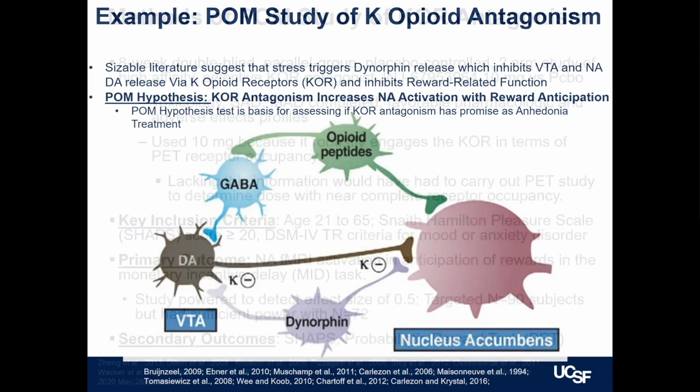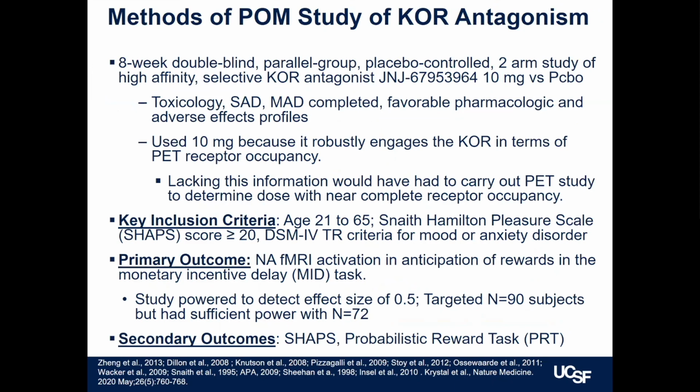So we did an 8-week double-blind parallel group placebo-controlled study with a specific kappa opioid receptor antagonist, J&J 67953964. I will never forget that number, even though it's now irrelevant, because this drug now has a name. It's called aticaprant. And we looked at 10 milligrams versus placebo. This was a drug that has a J&J number for Janssen, or Johnson & Johnson, excuse me.